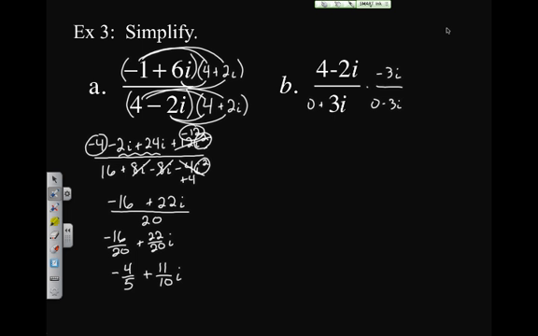So on the top, this time we're just distributing. We get negative 12i plus 6i squared, and again, that's negative 1, so this makes this a minus 6. On the bottom, we have 3i times negative 3i. That gives us negative 9i squared. And again, because this is a negative 1, that makes this just a 9.